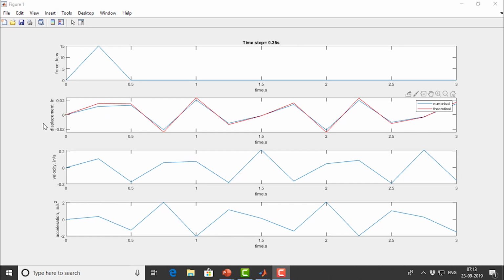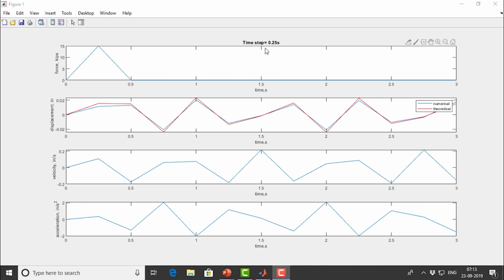So this is the displacement plot. The numerical solution is given by the blue line and the theoretical solution is given by the red line. Here, as you can see, there is some difference between the numerical solution and the theoretical solution. The velocity and acceleration are plotted like this.